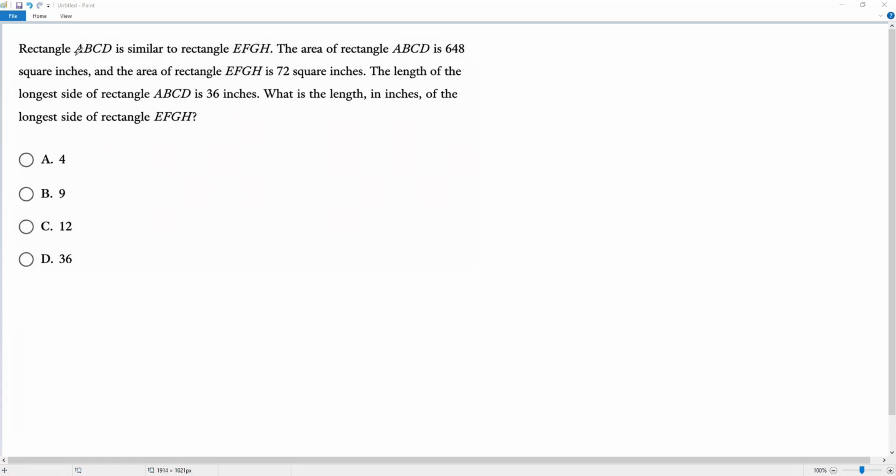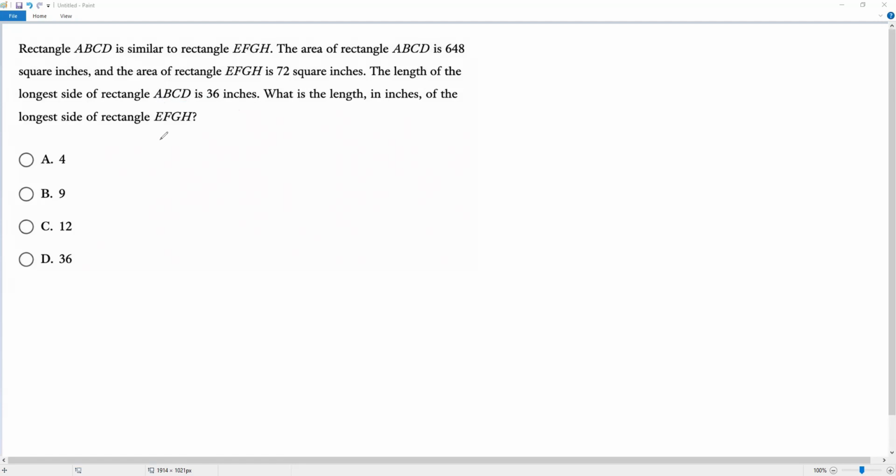Here we have two rectangles ABCD and EFGH. These two rectangles are similar. And we have the areas of both the rectangles and also we have the length of the longest side of the rectangle ABCD, that is 36 inches. Using this information, we have to find the length of the longest side of the rectangle EFGH.